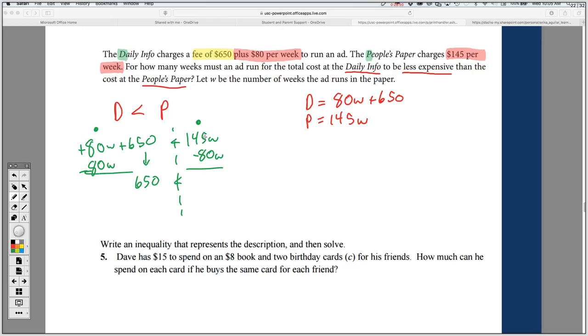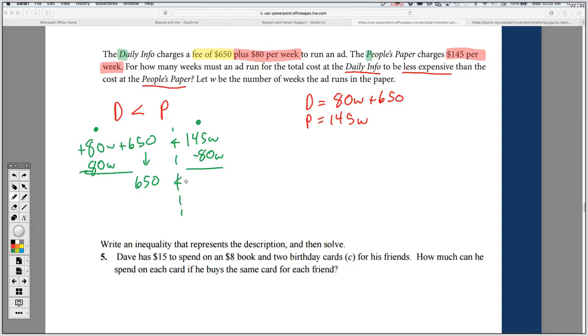80 to 100 would be 20. Add it to 45, 65W. Okay, 65 and W are really close. What's the operation? Oh, what's the operation first? Multiplication?